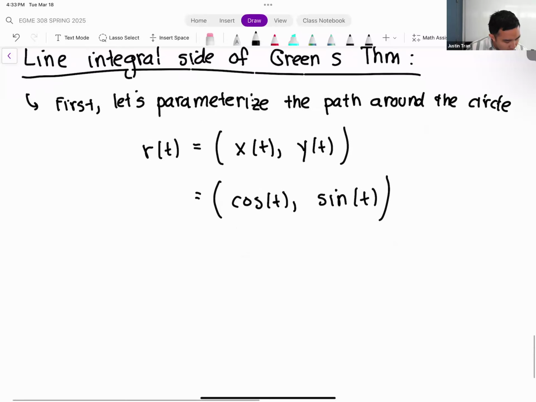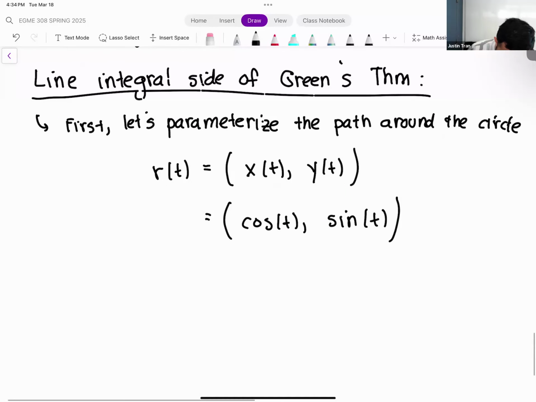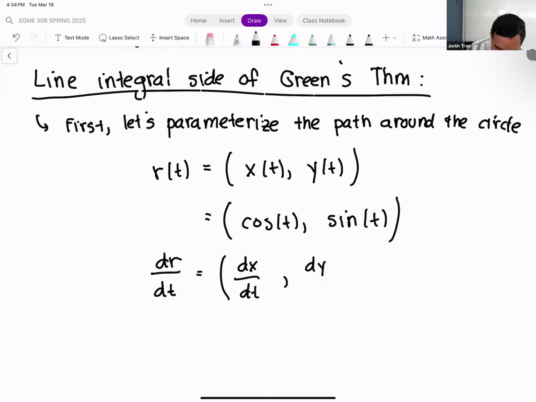Okay, so what you're going to need here is the derivative of this. You're going to need the tangent to this curve, so we need dr dt. Remember, the way we get this is we just take the derivative of each component, dx dt and dy dt. So let's take each component here, and that's going to be minus sine of t, cosine of t.